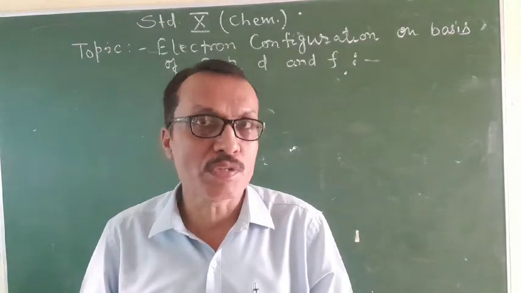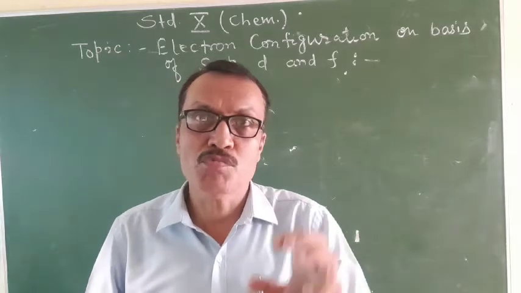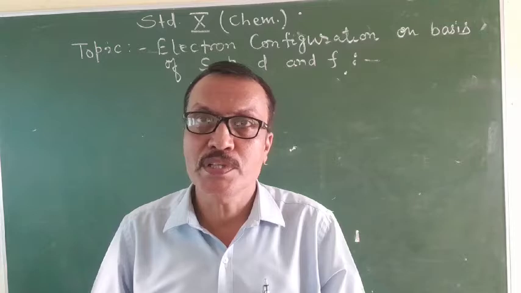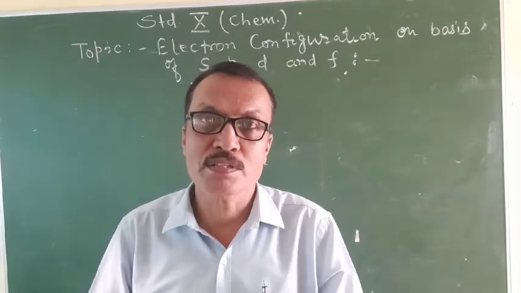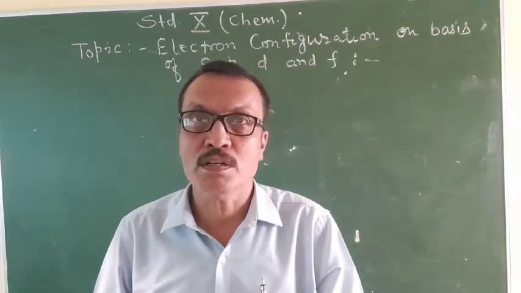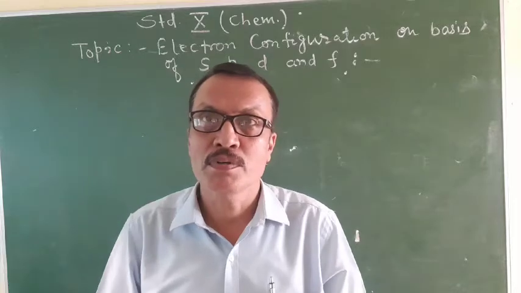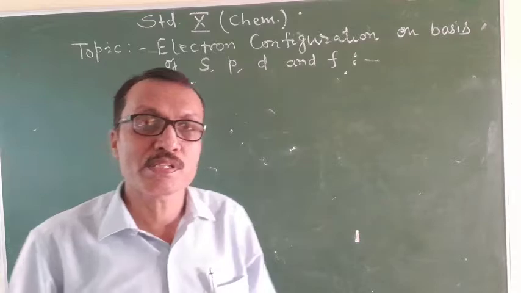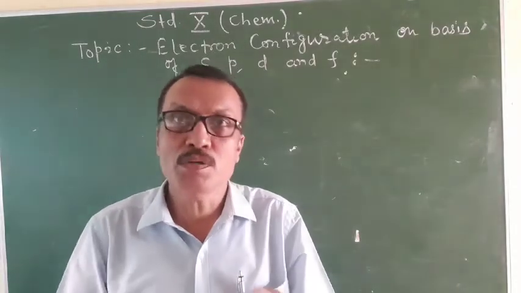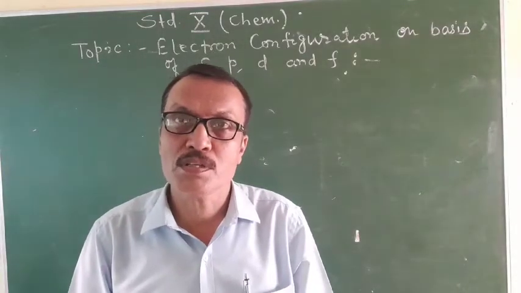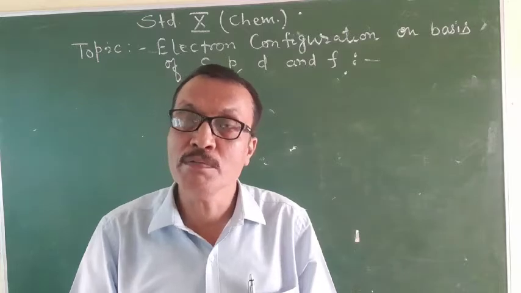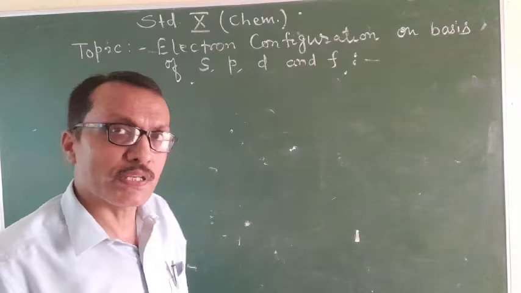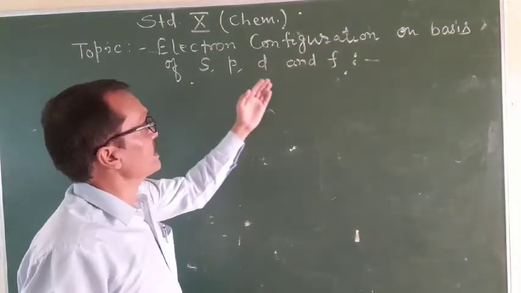So students, to write the electronic configuration of elements, now you must learn on the basis of S, P, D and F, because on this basis you can easily write the electronic configuration of elements if you have the concept of atomic numbers. So students, let me say first of all S, P, D and F.